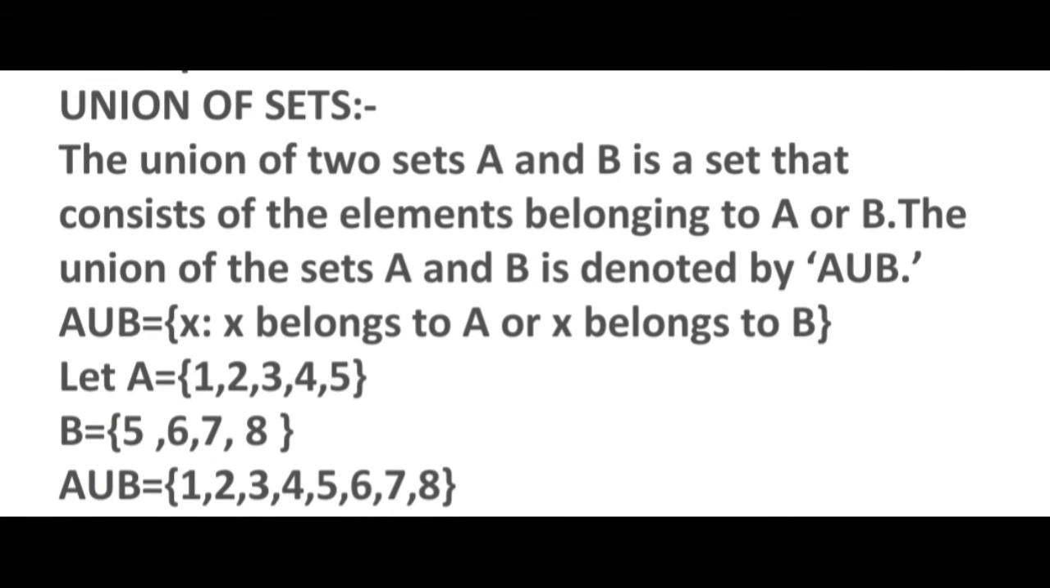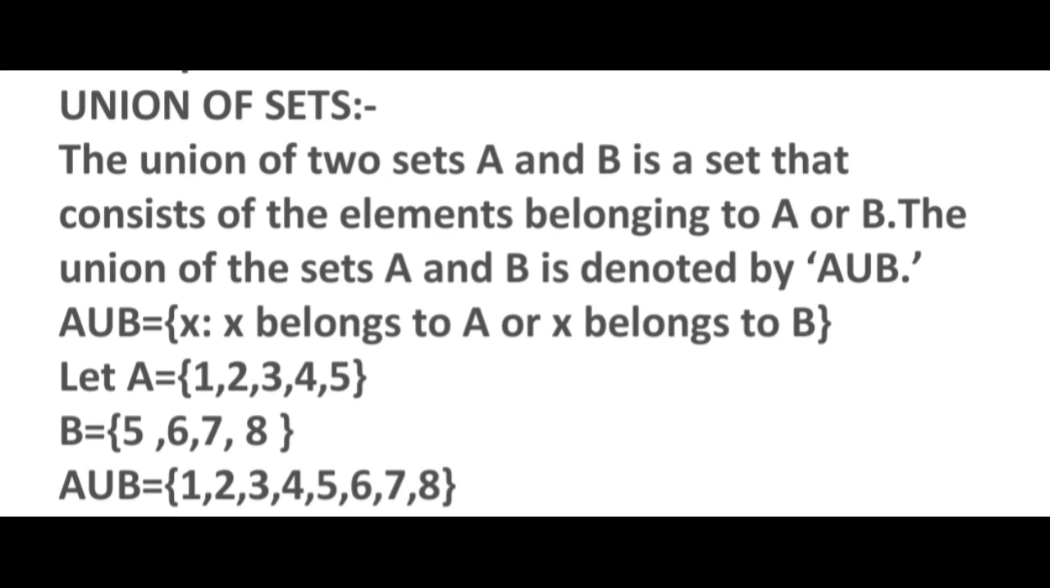Union of sets. The union of two sets A and B is the set that consists of elements belonging to A or elements belonging to B. The union of sets A and B is denoted by the symbol A union B. Thus, A union B is the set of all x such that x belongs to A or x belongs to B. Let's consider an example.